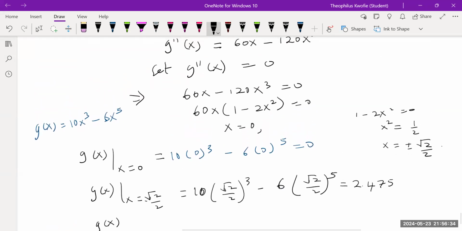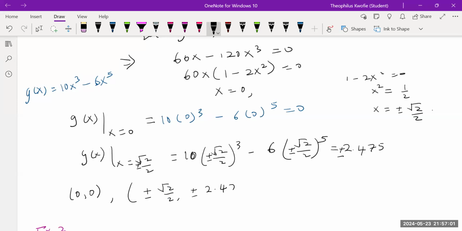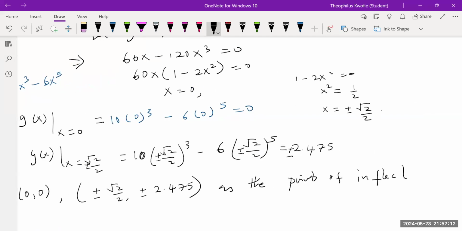Okay. And then the last one, so why don't I say plus or minus here so that I save the time in doing that. So over here, I can just conclude that 0, 0, and then plus or minus root of 2 on 2, and plus or minus 2.475 are the points of inflection on the graph. So let's take note of that.